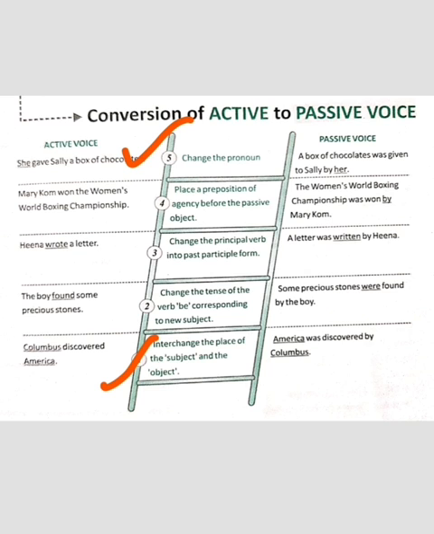Number 1, interchange the position of subject and object. Number 2, change the tense of the verb be corresponding to the new subject. Number 3, change the principal verb into the past participle form. Number 4, place a preposition of agency before the passive object. And number 5, change the pronoun.